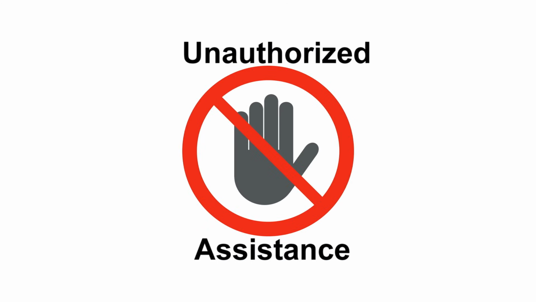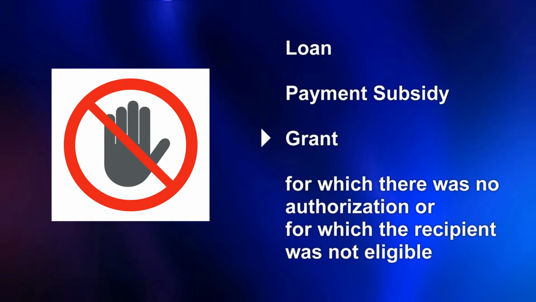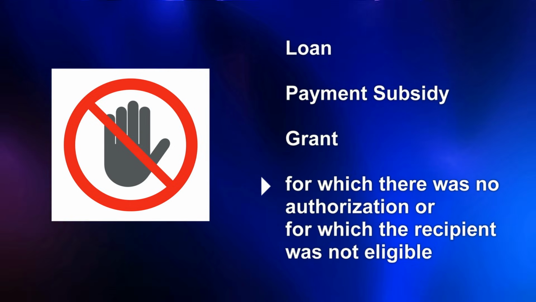Unauthorized assistance includes any loan, payment subsidy, or grant for which there was no authorization or for which the recipient was not eligible. Account adjustments may be made to correct for the receipt of unauthorized assistance, and any subsidy granted improperly will be repaid by the borrower. Borrowers who receive unauthorized assistance based on false information provided intentionally to obtain benefits are at risk of losing their loan, debarment from participation in federal benefit programs, and civil and criminal prosecution. We will be discussing payment subsidies further in the next section of your applicant orientation guide.